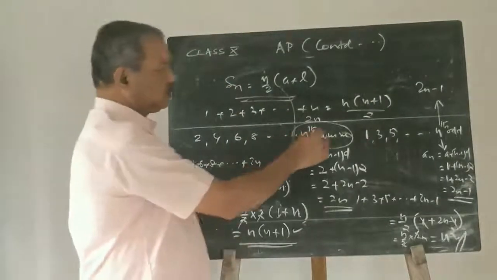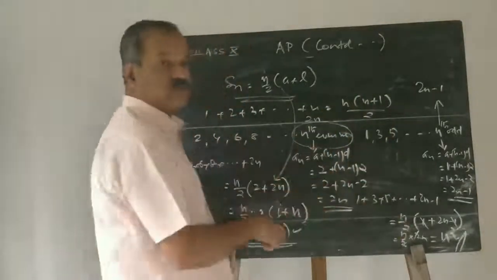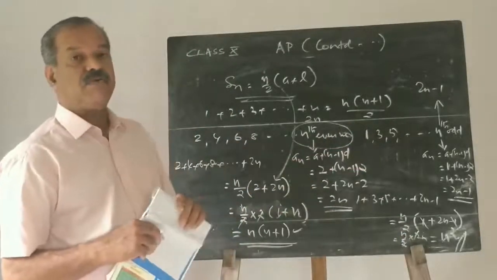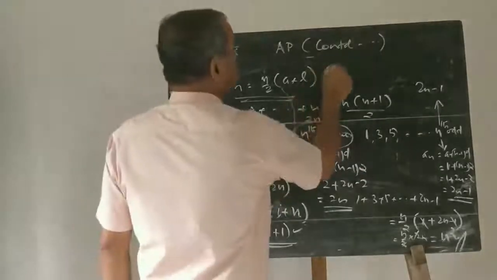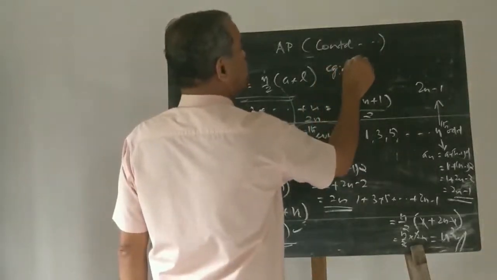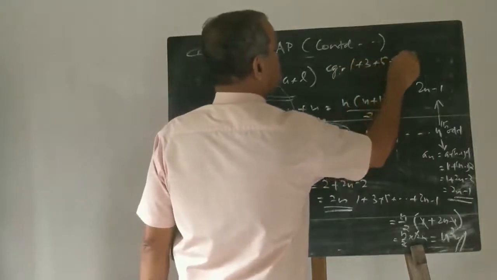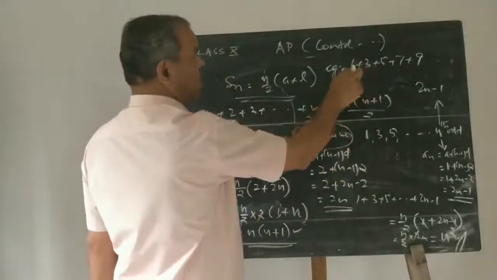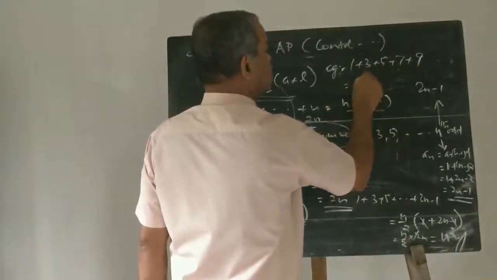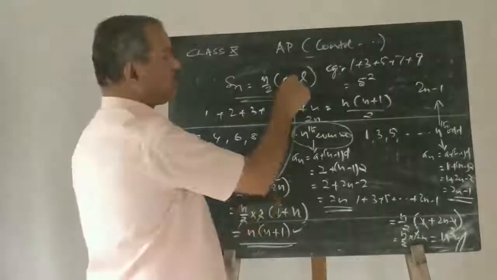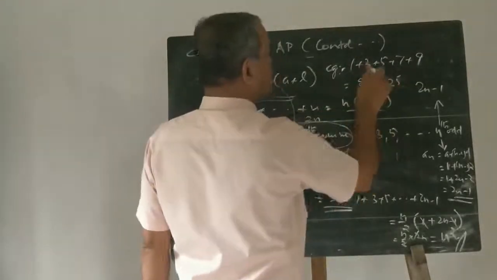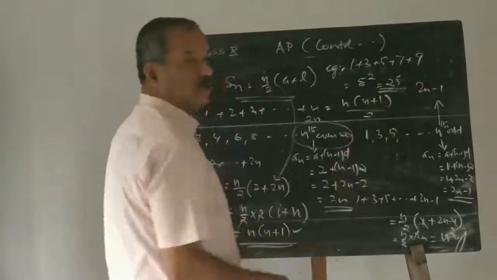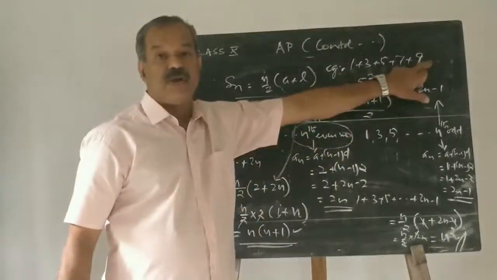Here the sum of the first n odd numbers is n square, where n is the number of odd numbers. For example, what is the sum of 1 plus 3 plus 5 plus 7 plus 9? How many terms are here? 1, 2, 3, 4, 5. That is 5 square, which equals 25. Check: 1 plus 3 is 4, plus 5 is 9, plus 7 is 16, plus 9 is 25. So here n stands for the number of odd numbers.